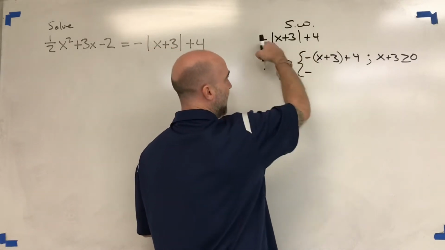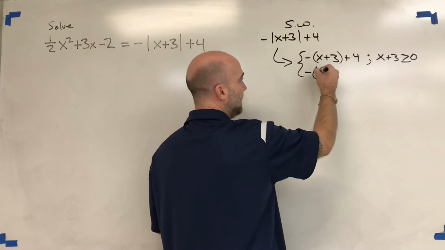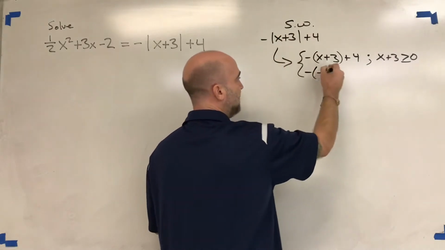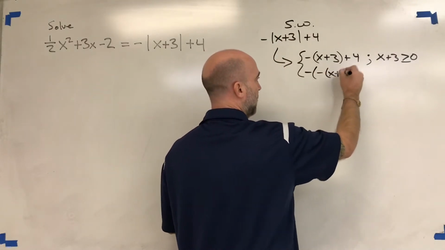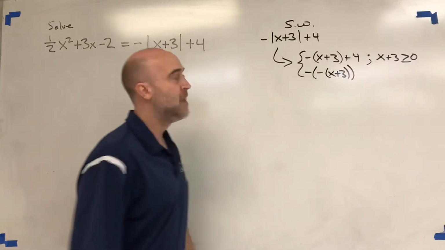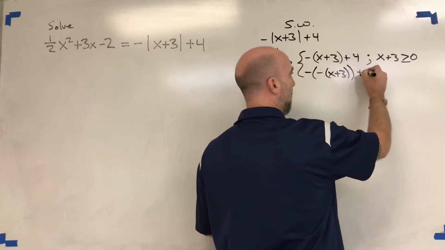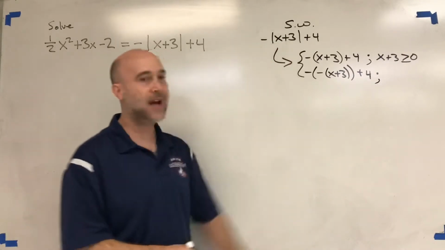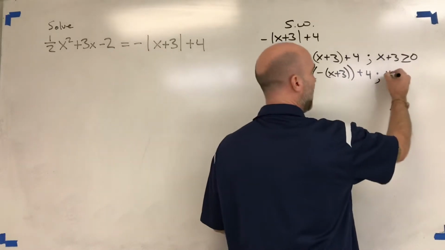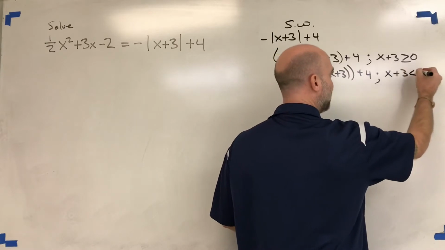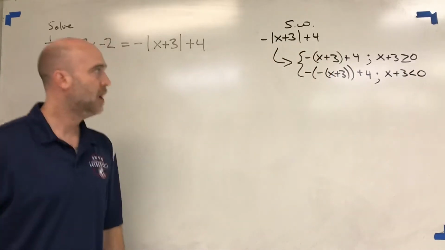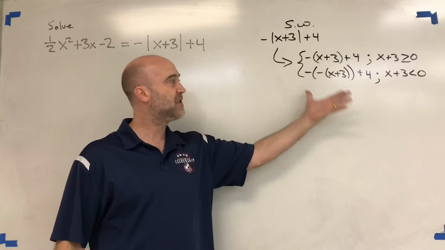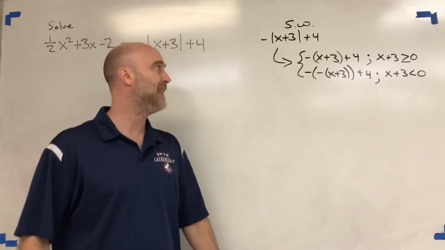So we still have that negative sign in front, and then this turns into an opposite, like that. And then we still have the plus 4 at the end. And this is where the inside is negative. So that's an x plus 3 is less than 0. So whenever we have this, we want to simplify it in a way that we can see it a little bit easier.